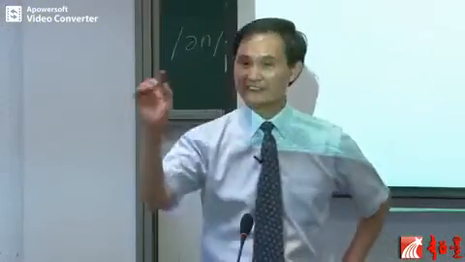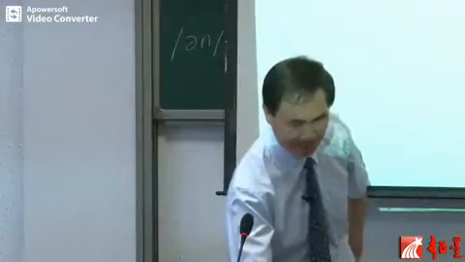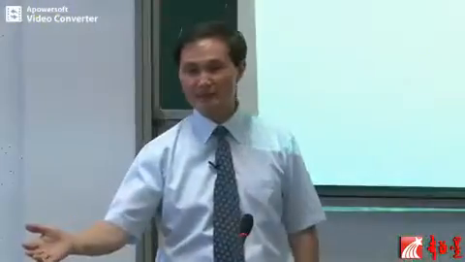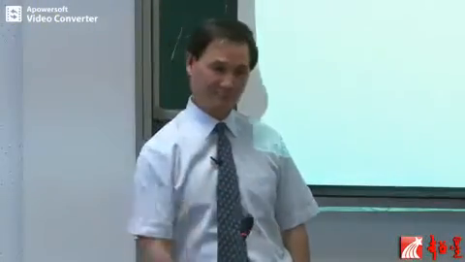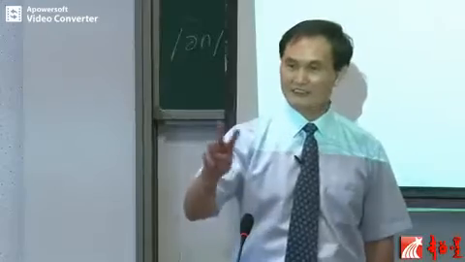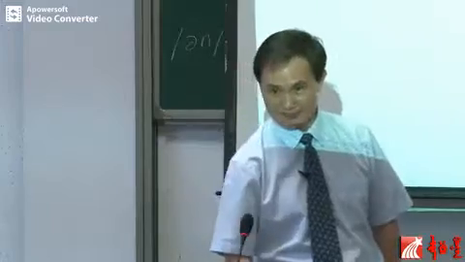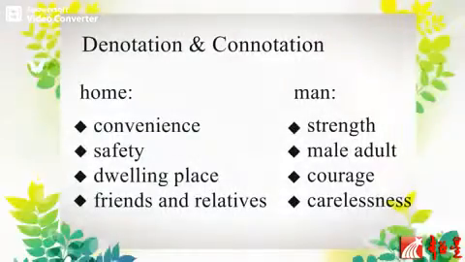Now let's look at denotation. Denotation can also be called denotative meaning. This is one kind of meaning. So connotation can be called connotative meaning. All right? Now let's look at two words, two simple words. One is home, one is man. Both are very familiar words.